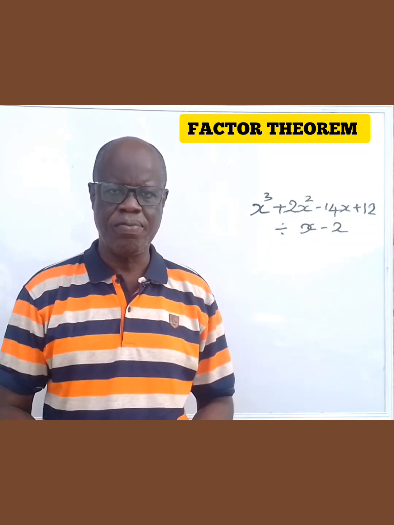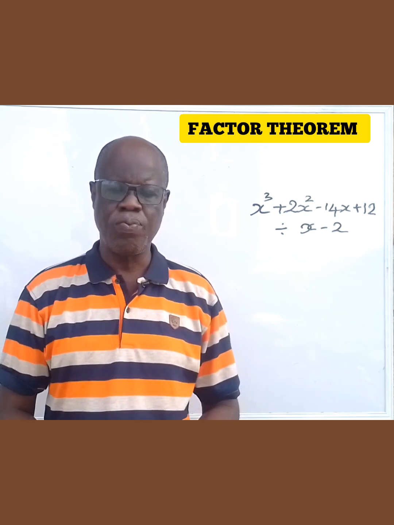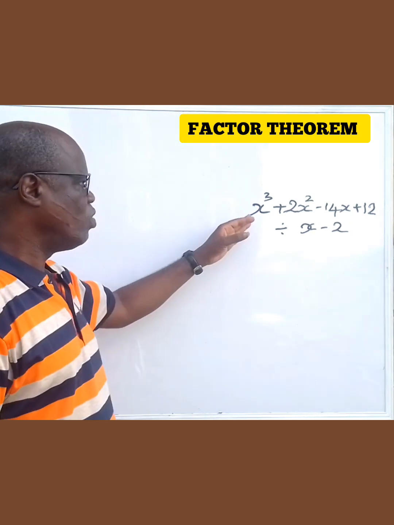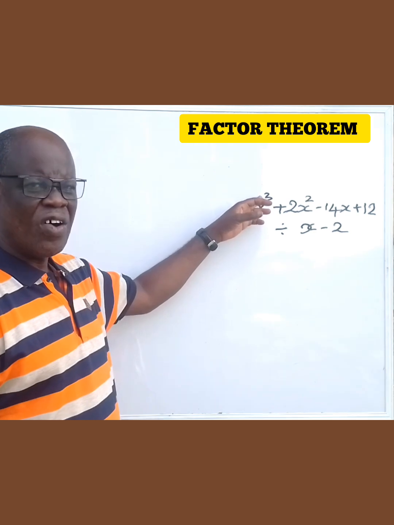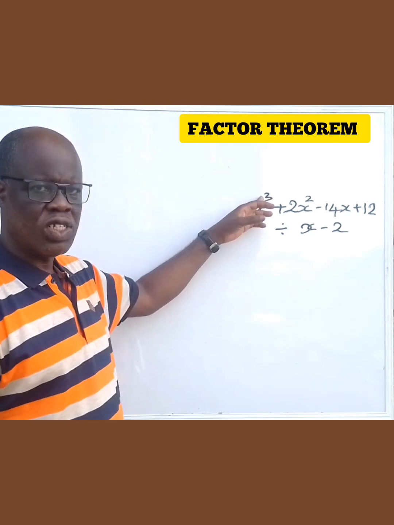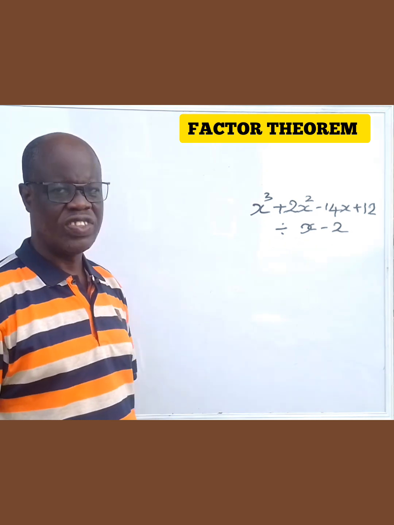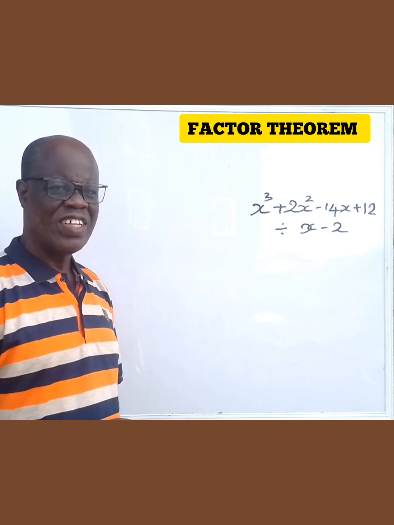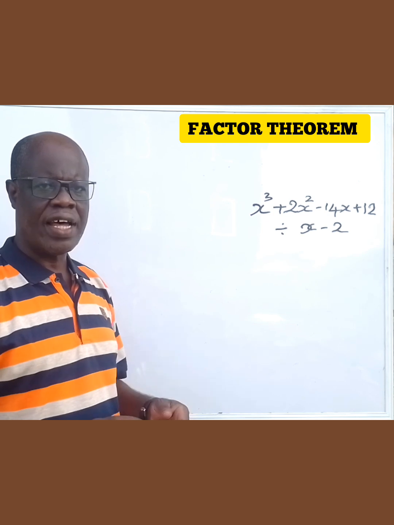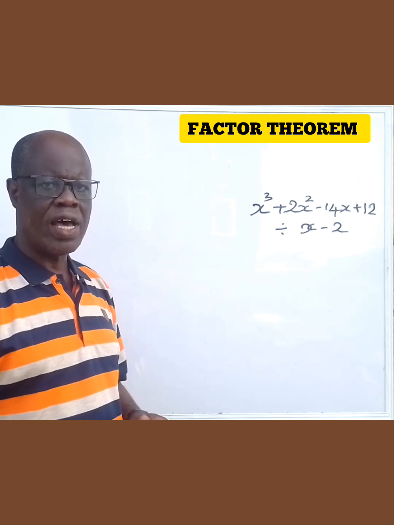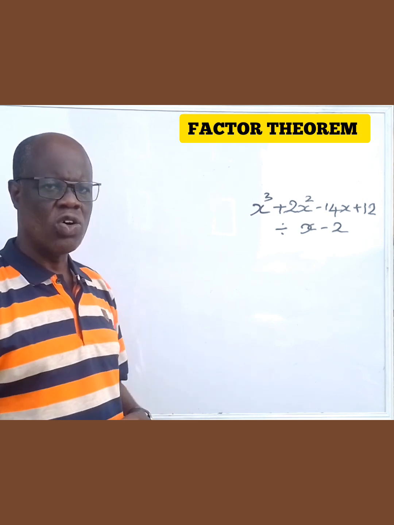For some days back, we'll be talking about factorization, and we want to continue on factorization of polynomial. Now, this is a polynomial of 3 degree or of cubic expression. Now, we want to divide this by x minus 2. But first of all, we want to know the condition by which you can say a particular number or particular algebraic expression is a factor of another algebraic expression.